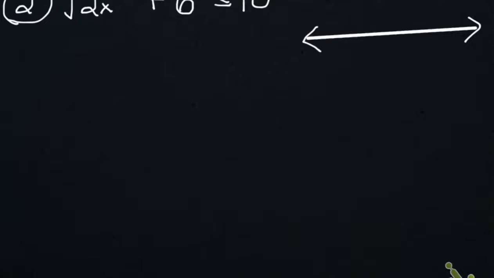Number 2, we do the exact same thing. Part 1, IRS. Isolate, raise to the power, and solve. Isolating the radical, I need to move the positive 6. So I subtract 6 from both sides. This leaves the square root of 2x less than or equal to 4.